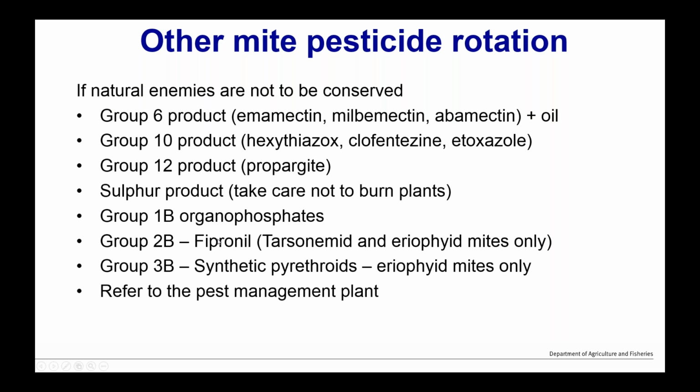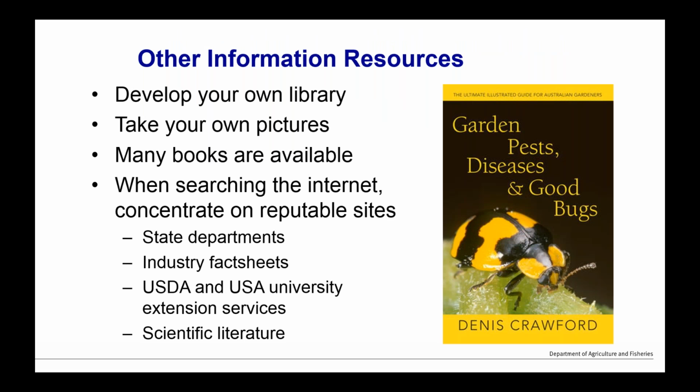Now, some of these groups, as we've listed down the bottom here, the group 2B is only for tarsinemid mites and eriophyid mites, and group 3B is only for eriophyid mites. You can refer to the pest management plan as well as that permit 81707 in more detail at your leisure.